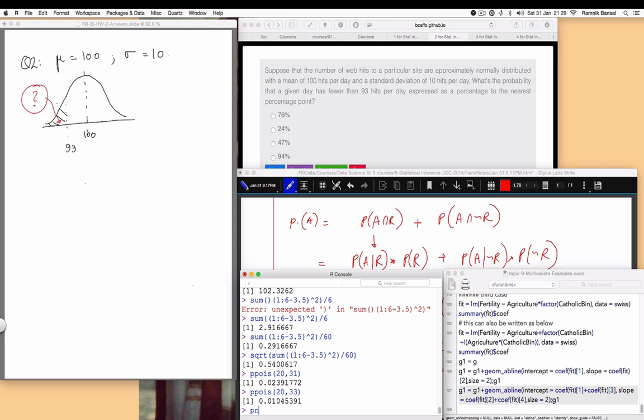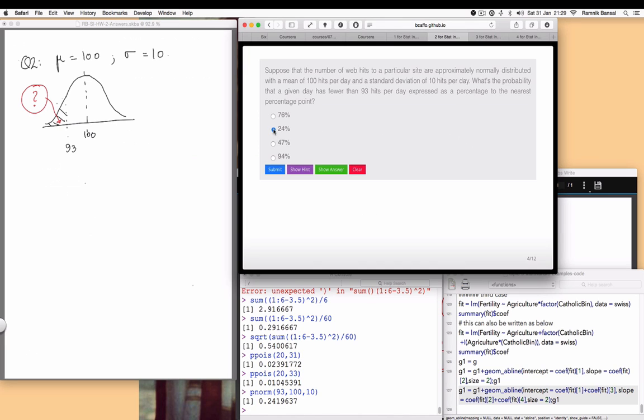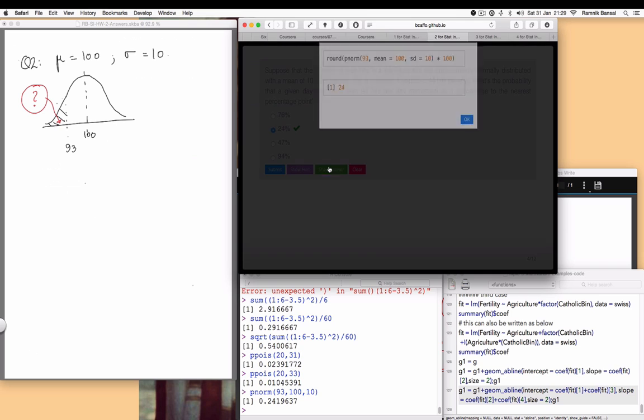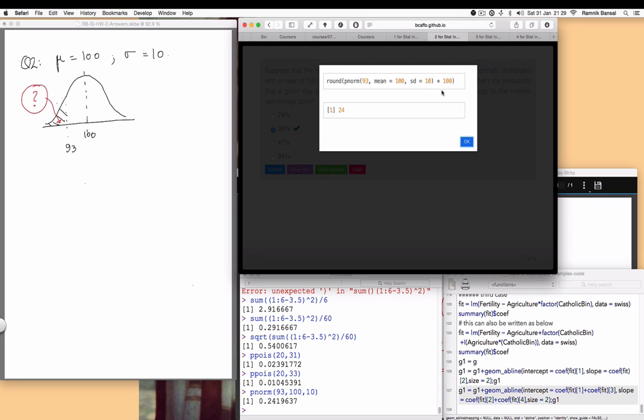Okay, so p norm is what we are interested in. What is he saying? What's the probability, right? P norm for a q which is 93 or less, given a mean of 100 and a standard deviation of 10, and of course lower tail is true, so we get 0.24, right? Then he says express it as a percentage, so this is the answer: 24, and we say submit, correct. So what is the logic he's using? Similar, right? He's just straight away multiplying it by 100 here.